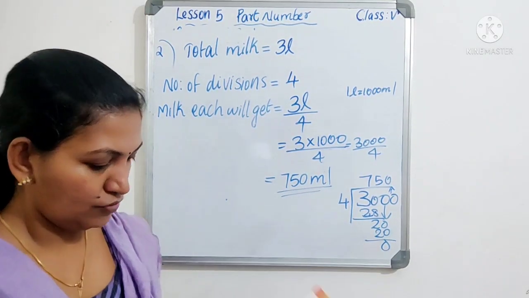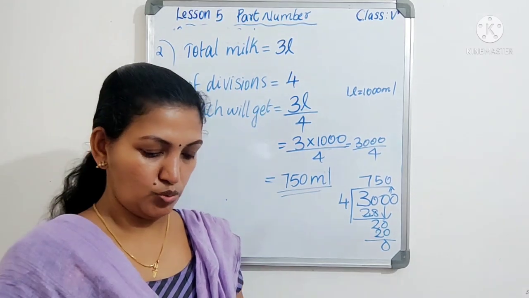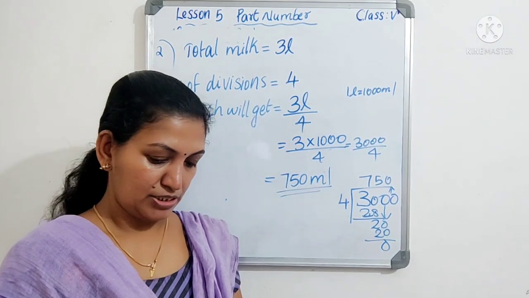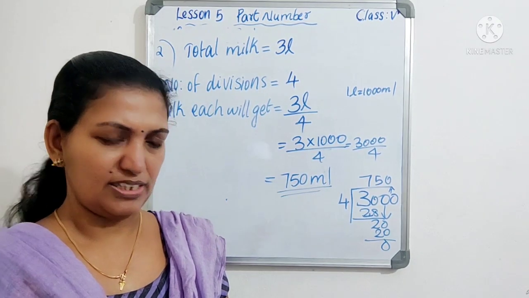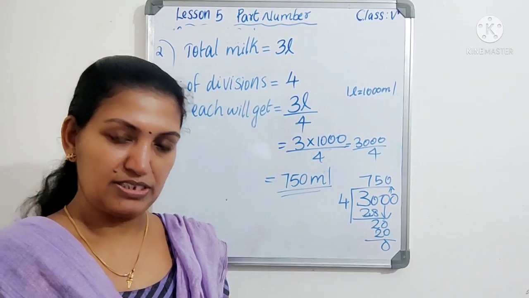Okay. Next one more question is there that you do as homework. Okay. Then next page 89, 2 questions are not important. Okay. We want these 3 questions only.